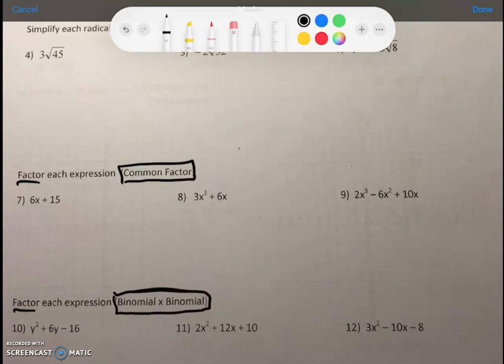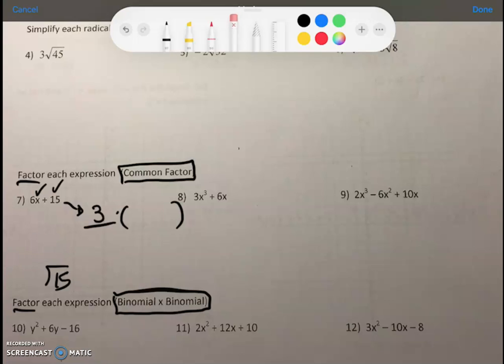This is what we call binomial times binomial. This one here for number 7, we want to break this down where it's a number that's the same, a common factor. You're going to multiply that with parentheses times parentheses. So you've got to look at the 6x and the 15. What number can be factored, can be divided out of both? And in this case, you can divide the 6 by the number 3 and the 15 by the number 3. So what you do with that 3 is put it right up front.